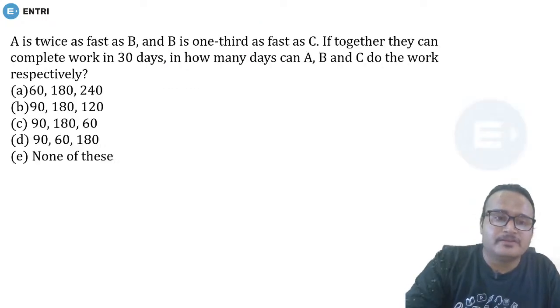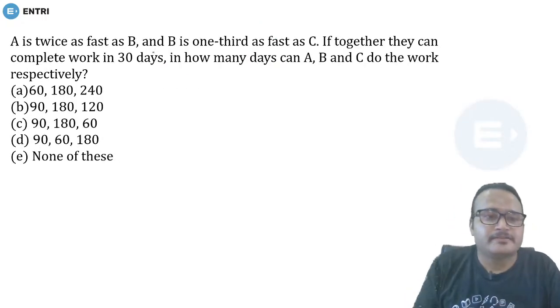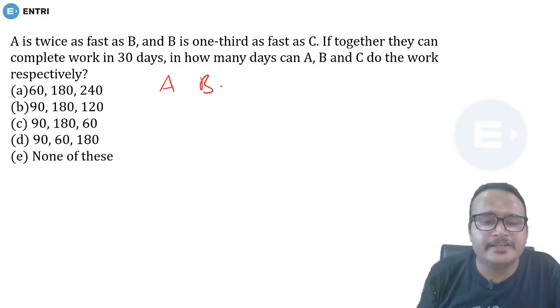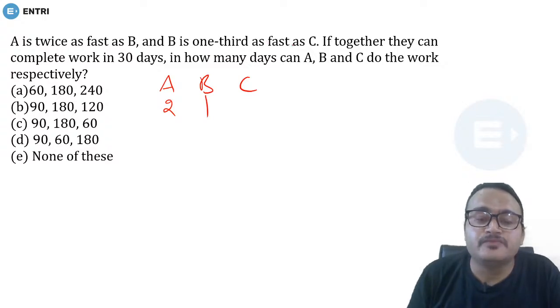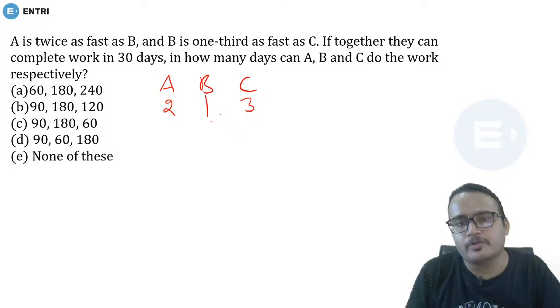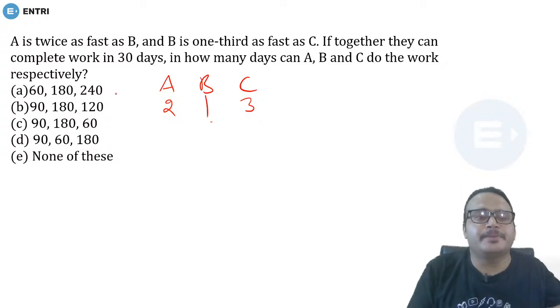Okay, this is the type of question, guys. There are three persons A, B and C. A is twice as fast as B. If B is 1, then A will be 2. And B is 1/3 as fast as C. That means if C is 3, then B will be 1 automatically. If together they complete the work in 30 days.